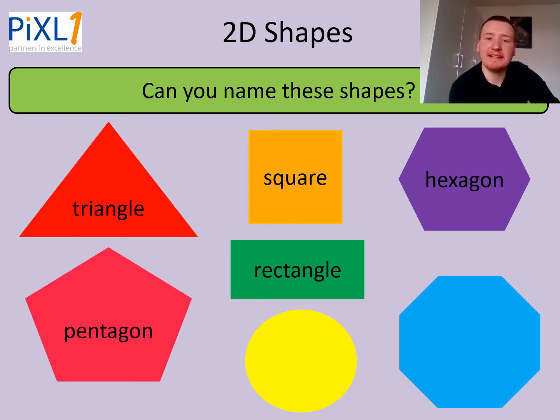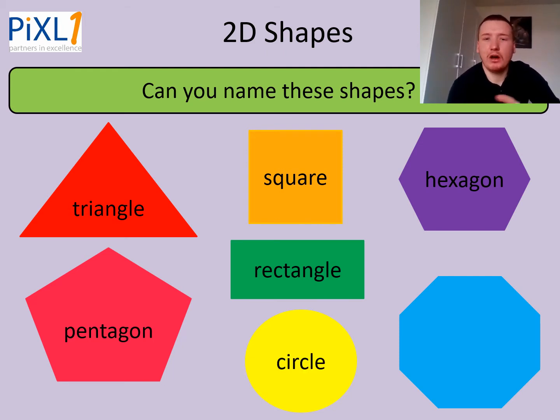Rectangle is very similar to square, but the difference is it doesn't have 4 equal sides. You have 2 sides that are the same length, and then you have 2 on the top which are slightly longer. So you've got 2 sides to the shape that have different lengths.